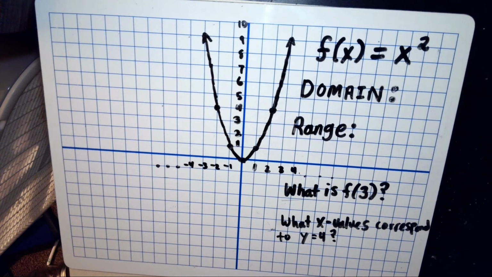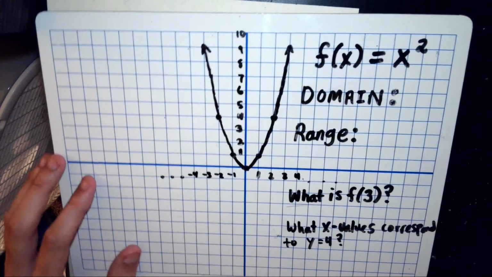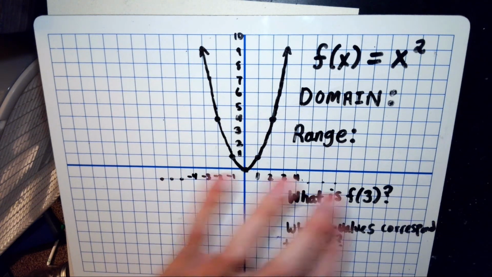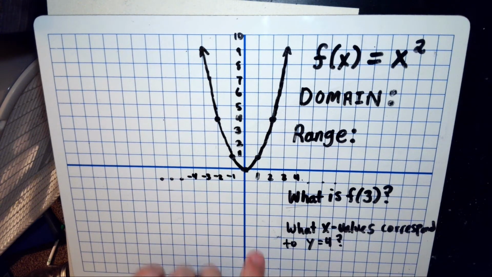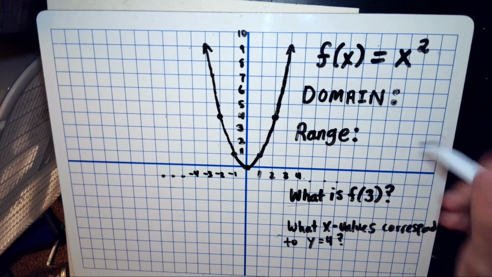Hello everyone. In this short video, what I'd like to do is look at the graph of the function f of x equals x squared here, and use it to determine the domain, the range, what f of 3 is, and also to answer what x values correspond to a y value, y equals 4. So those are the four things we're going to find for this graph, f of x equals x squared. So let's begin.